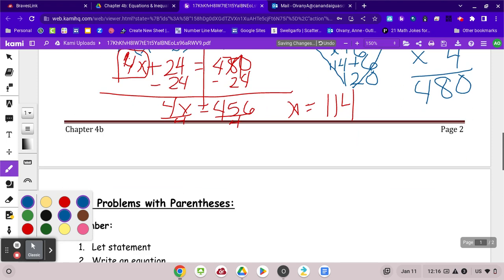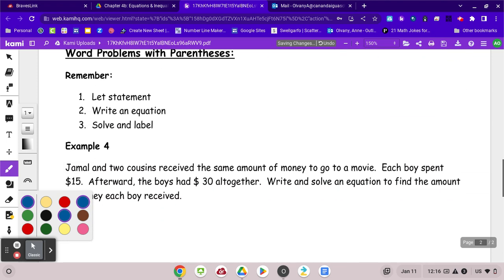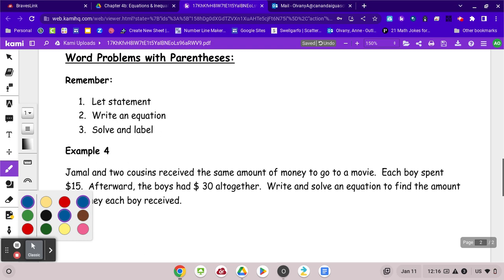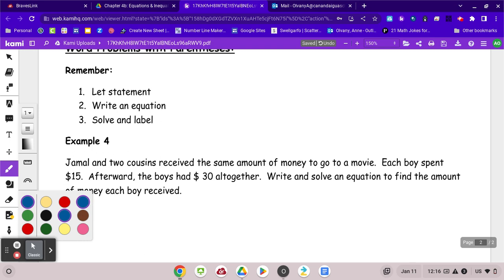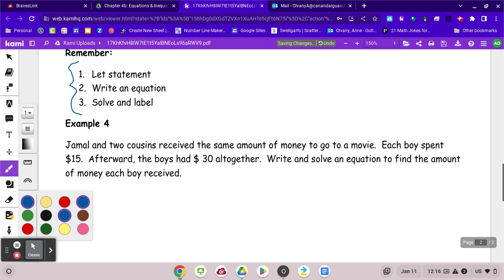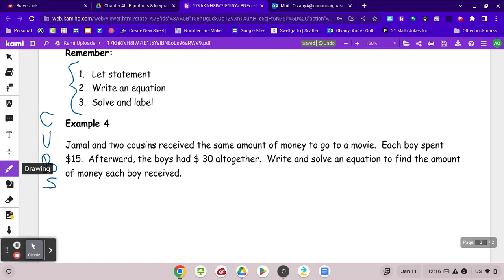Okay, let's go to the back of that page where we have some word problems. If you're in Mrs. Ranke's class, or Mr. Krinkovich, you're going to probably just follow the steps. The let statement, write your equation, solve and label. Same with my class, Mrs. Alvani, except we've talked about using this process of cubs. So whatever process works for you is really just the one you should use.